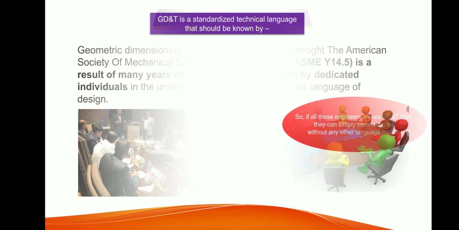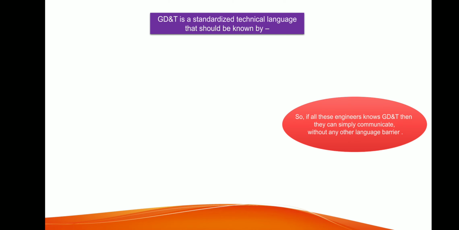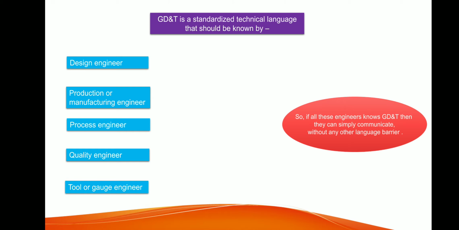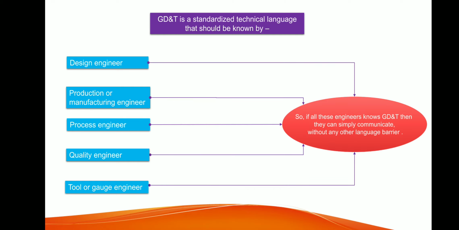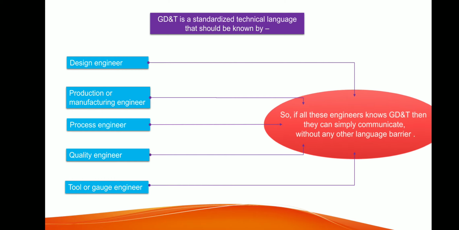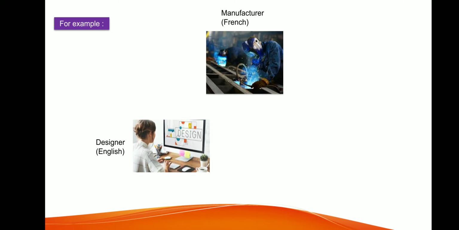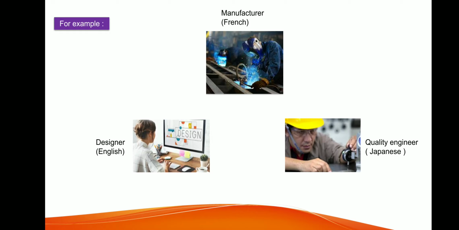GD&T is a standardized technical language that should be known by design engineers, production or manufacturing engineers, process engineers, quality engineers, and tool or gauge engineers. If all these engineers know GD&T, then they can communicate without any language barrier. For example, if the designer knows only English, the manufacturer knows only French, and the quality engineer only knows Japanese, there is no issue. They can communicate with each other by using GD&T.